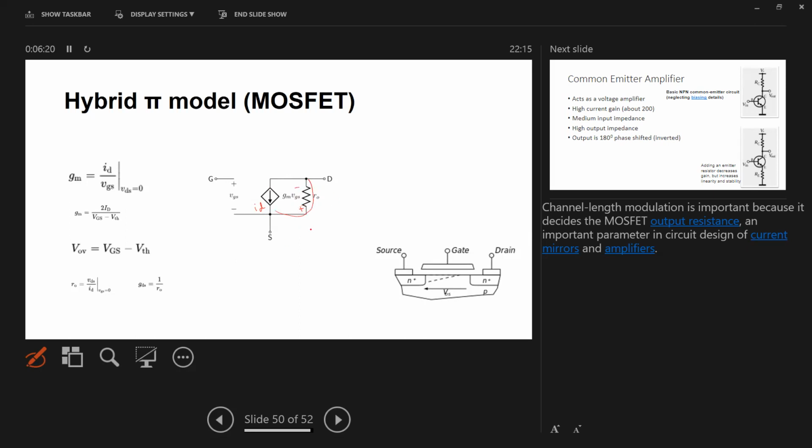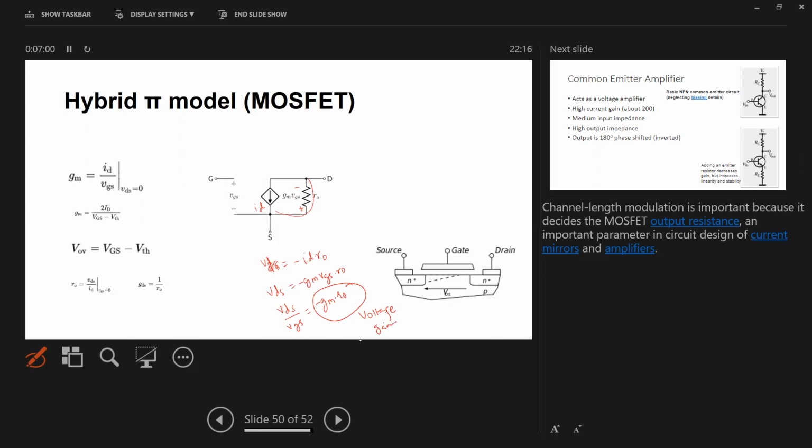So we say that vds would be minus ID times RO, which is minus gm vgs times RO. This is your vds, small letter, since we are talking about AC. Then vds divided by vgs is the voltage gain, which is minus gm times RO. This is your voltage gain of the MOSFET.